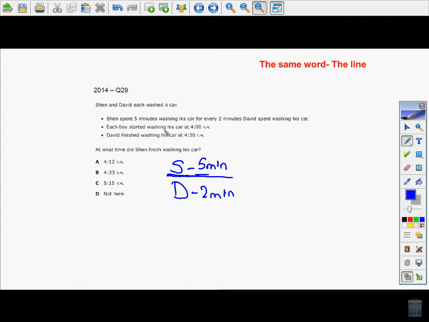Each boy started washing his car at 4 p.m. and David finished washing his car at 4:30. That means this guy spends 30 minutes. And we wonder how many minutes Sam is going to spend. We don't know how many minutes he spent. But what we do know from this ratio, we can find out how many minutes he's supposed to spend.